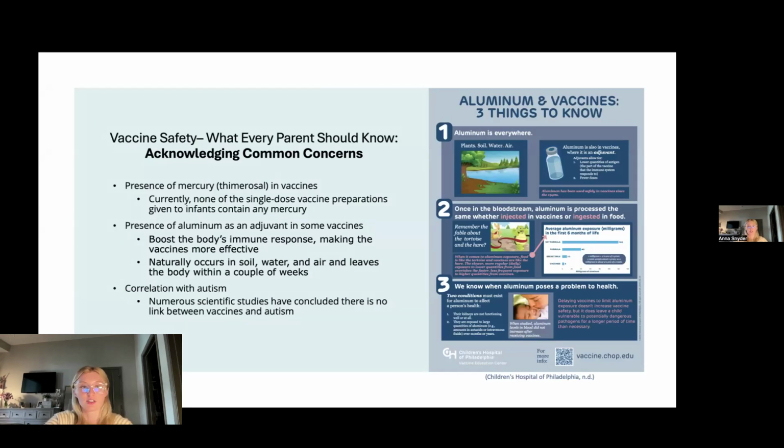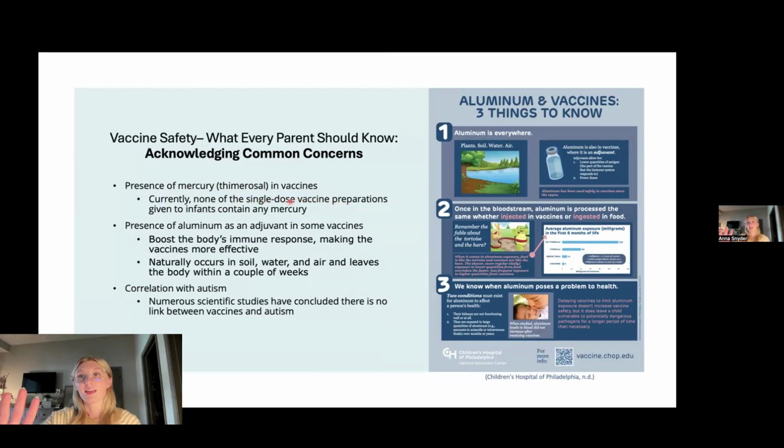This presentation is just to give you ladies a broad overview and base of knowledge on how vaccines work and the safety mechanisms that are put in place to ensure they're safe. But I will touch on these really quick, really briefly. So mercury is one of those additional ingredients that were in vaccines. This is an older ingredient. Currently, none of the single dose vaccine preparations given to infants contain any mercury now.